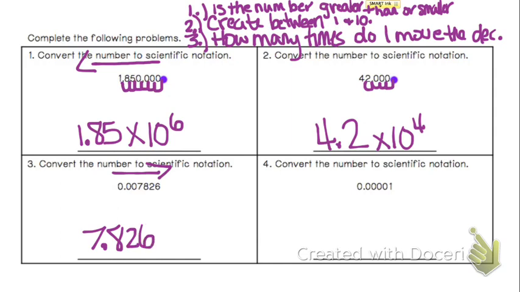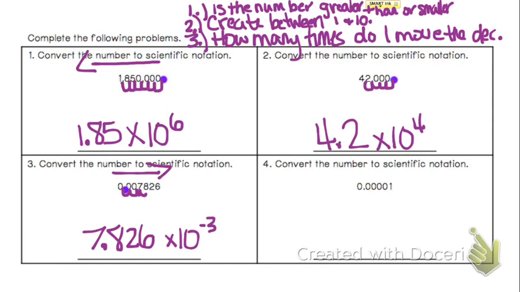Well, if my decimal was here, how many times did I move my decimal? I moved it 1, 2, 3 places. So I'm going to end up with times 10, and because the number is less than 1, I'm going to have a negative exponent. 7.826 times 10 to the negative 3rd power.